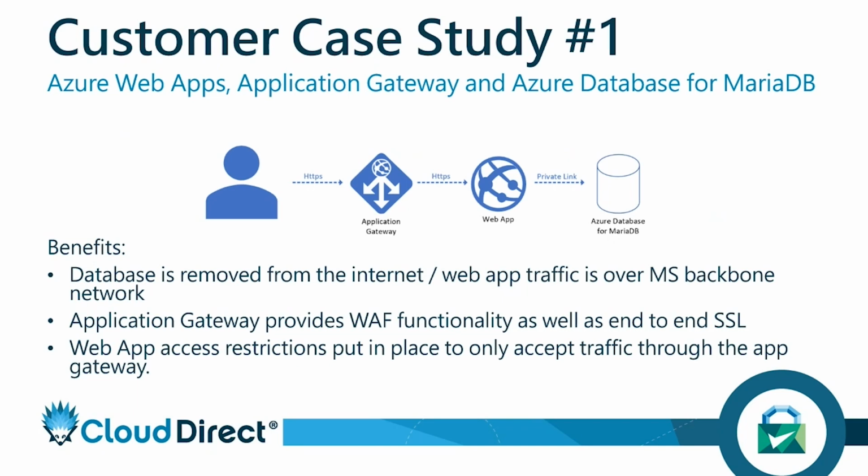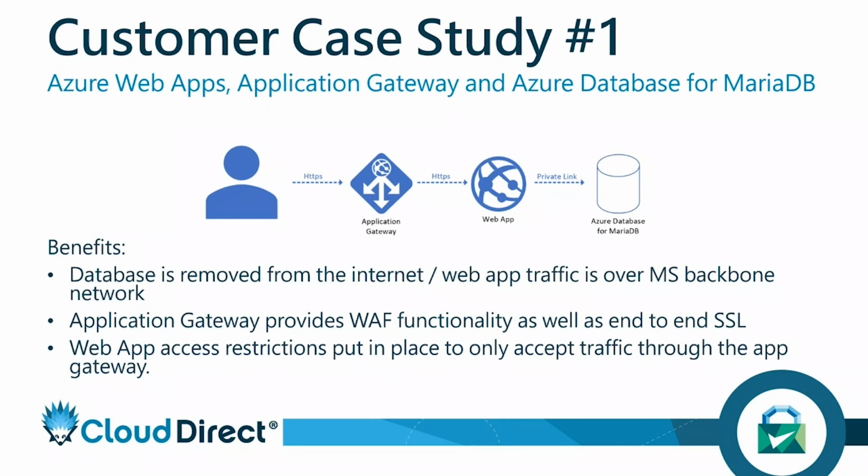So for the first case study, this one is using Azure Web Apps, Application Gateway and Azure Database for MariaDB. So basically they had a web application that needs to talk to a database, which we chose Platform as a Service databases for. But also it needs to be really secure. Traffic needs to be kept from the public internet. So one of the benefits they got from that was, actually I'll start by talking how we configured it.